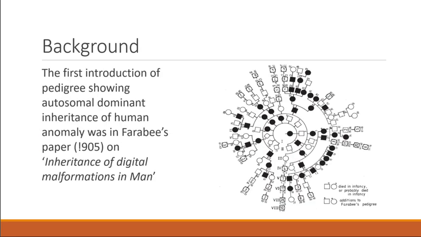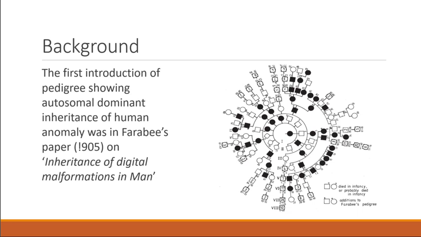Now, this is one reference that I came across: a paper published by Rife in 1905 on the inheritance of digital malformations in man. This is the paper where we generally find the first reference to the use of pedigree, and he tried to show the pattern of autosomal dominant inheritance of a human anomaly, the condition of brachydactyly, that is, shorter digits in your hands and limbs.